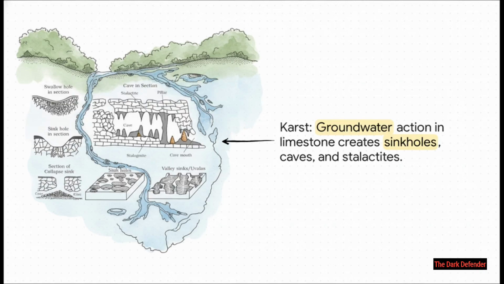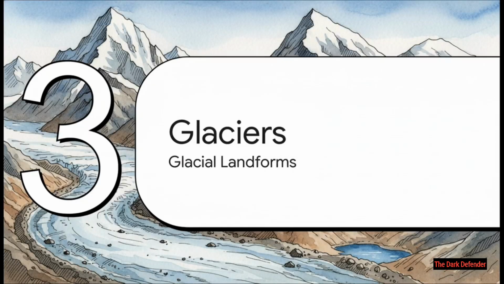That water then trickles deep underground, carving out huge networks of caves. But inside these caves, something incredible happens. As water drips from the ceiling, it leaves behind tiny mineral deposits. Over thousands of years, these build up to form stalactites that hang down, and their partners, stalagmites, that grow up from the cave floor. Okay, so we've gone from the chemical work of water to the brute force of ice.